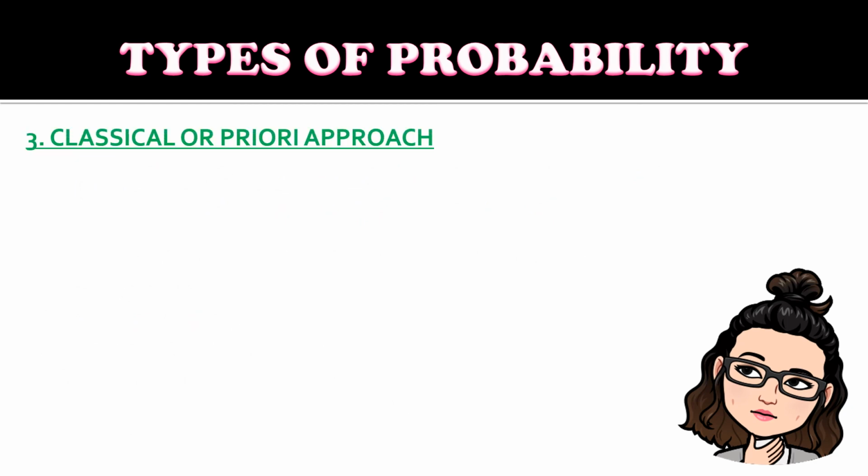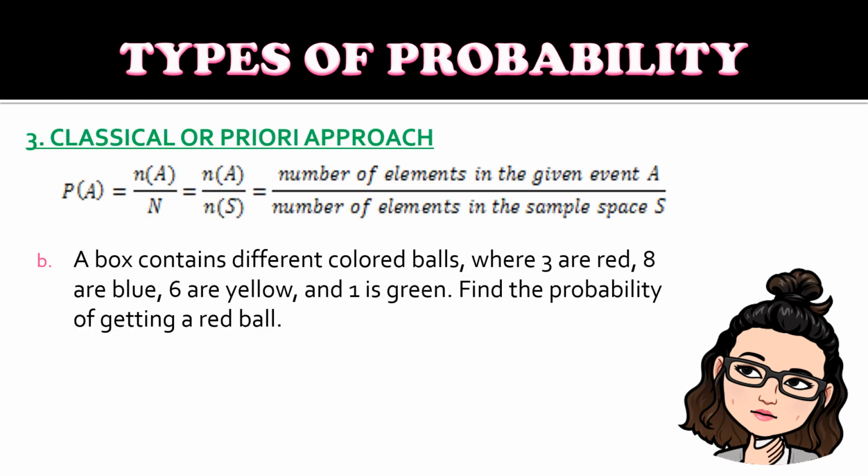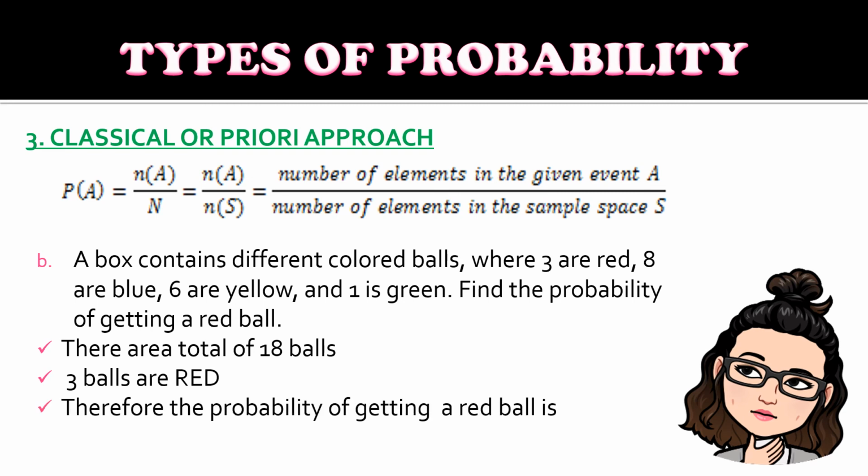So let's have another example. A box contains different colored balls where 3 are red, 8 are blue, 6 are yellow, and 1 is green. Find the probability of getting a red ball. So there are a total of 18 balls. So 3 plus 8 plus 6 plus 1 is 18. And there are 3 balls which are red. So therefore, the probability of getting a red ball is 3 over 18 or 1 over 6.